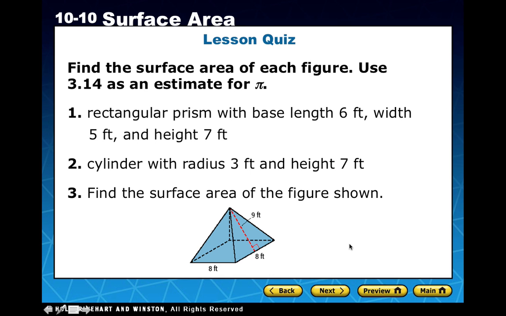All right, here's your lesson quiz. Go ahead and copy down the information from each of the problems. Make sure you draw the diagram, and then we will go over these in class.